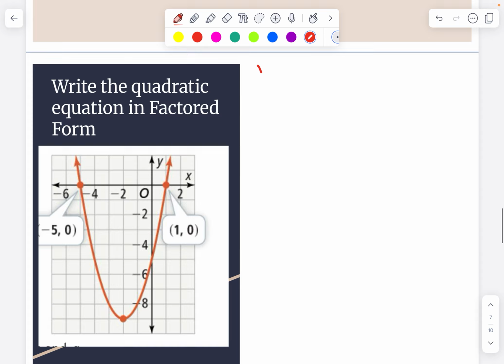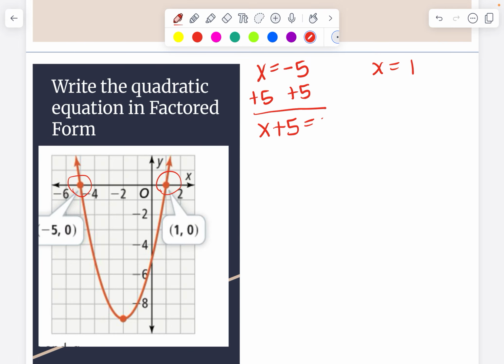So we're going to kind of work backwards from what we just did. So we start by writing our solutions. Here my solutions are negative 5 and positive 1. I know that from looking at my graph. But I need these to be equal to 0. So I'm going to add 5. And then I get x plus 5 is 0. Here I'll subtract 1. X minus 1 is 0. And then I can say x plus 5 times x minus 1 is 0.